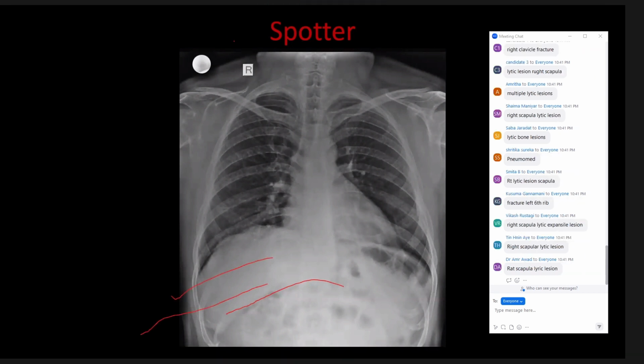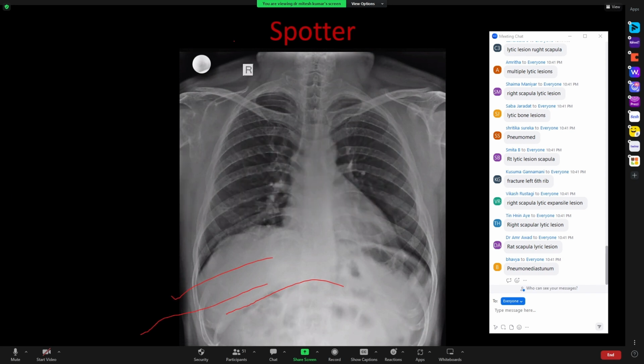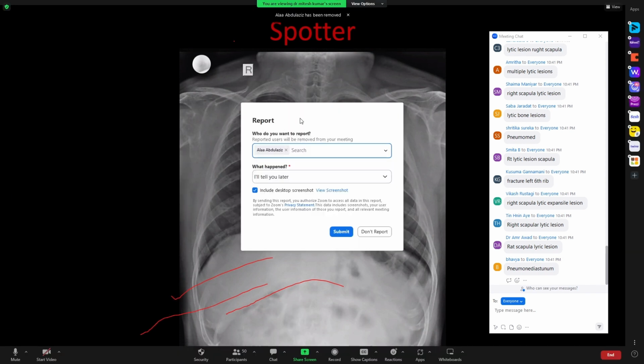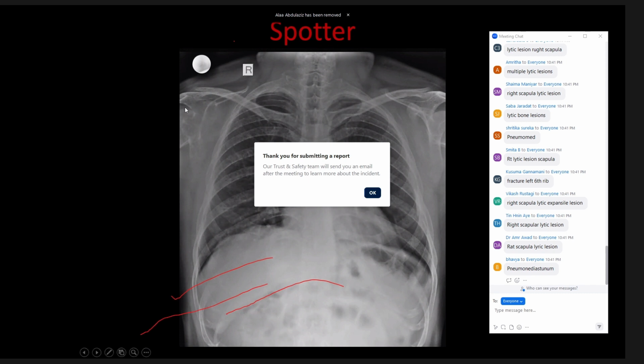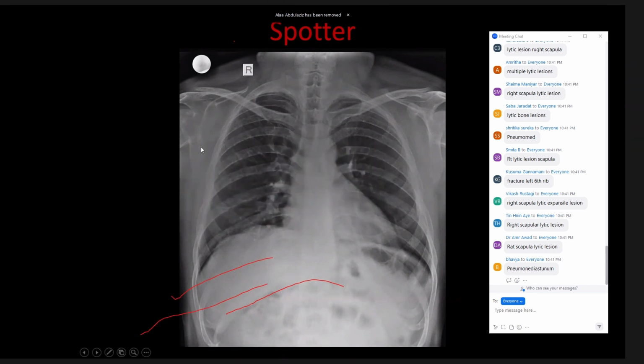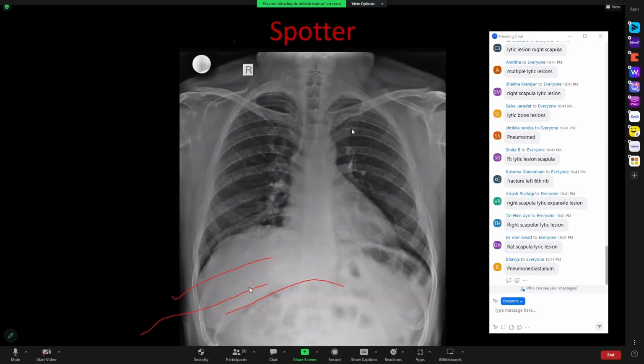Yeah, few candidates have picked up nicely. Right scapular lytic lesion. Clearly, we can appreciate, we cannot see the scapula properly. Compare this scapula with the other side scapula. Here we cannot see the glenoid rim, the scapular blade, the cortex, but on this side we can appreciate.